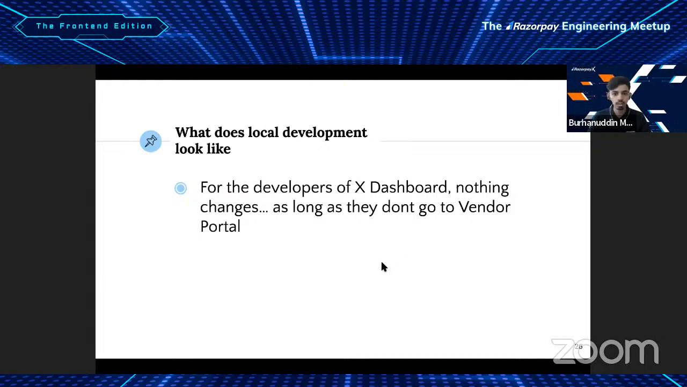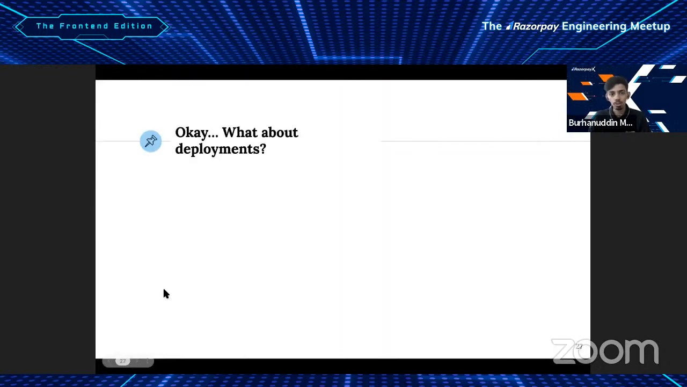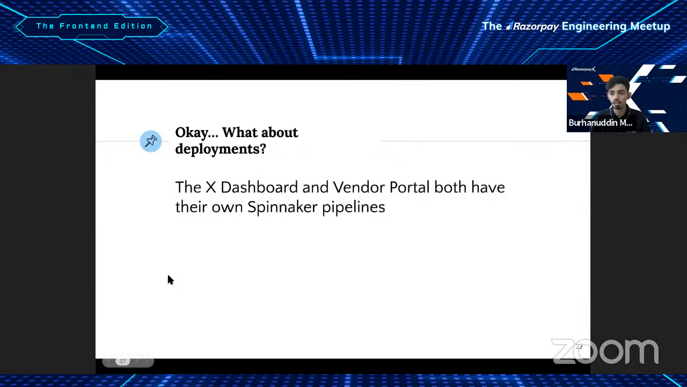So that was fine. And for developers of vendor portal, they have to start development servers of both X and vendor portal because they are exporting stuff from X into vendor portal. So yeah, they do have to clone both the repos and run npm install. Basically, that's pretty much it, and they can work with vendor portal. Okay, but what about the problem that we initially set out to solve? The biggest challenge was having their own pipelines, right? But at this point, even that is possible.